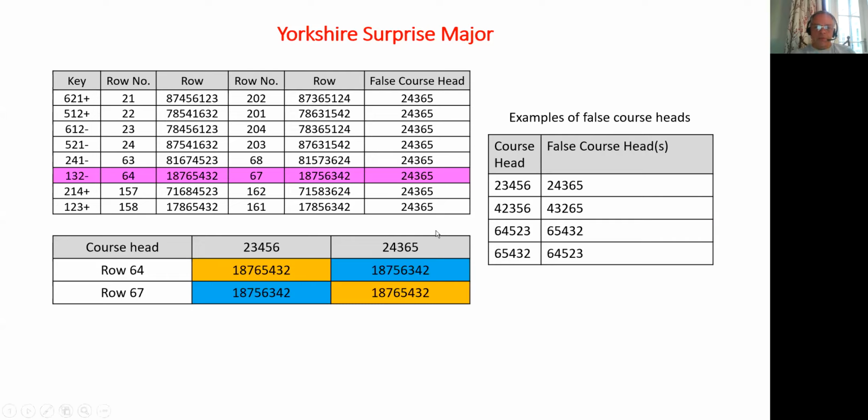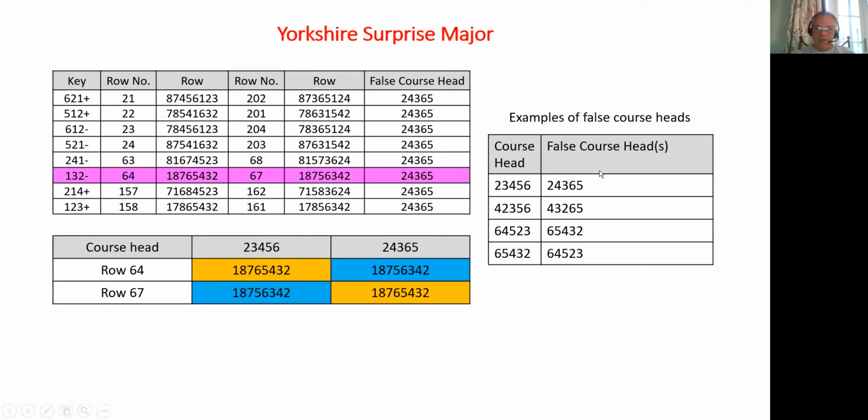What that's basically telling us is that if our touch is including the course starting from 2, 3, 4, 5, 6, then we can't ring the course starting from 2, 4, 3, 6, 5 as well, because that's going to repeat some of the rows that we've already rung. What we basically call that is a false course head. So we say that Yorkshire Major has a false course head of 24365. So if you ring the course 24365, it's false against the plain course.